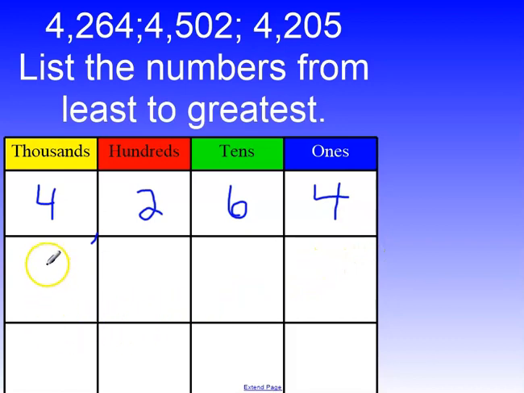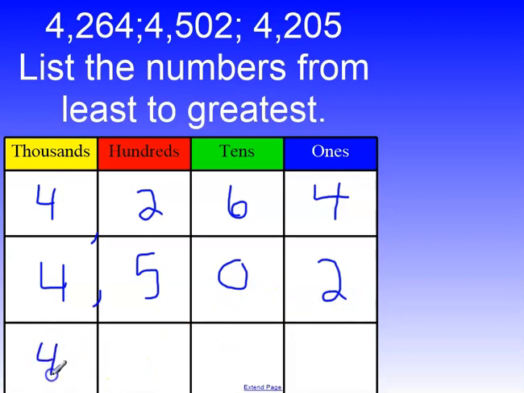Our next number is 4,502. And our last number is 4,205. So now I have them all lined up. They're very easy to look at and compare.